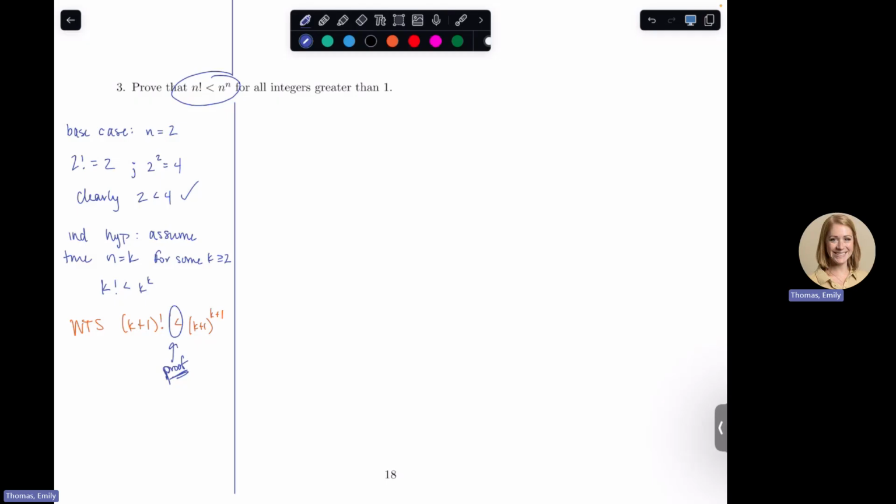So we've got n factorial less than n to the n for all integers greater than 1. We are going to show it works for n equals 2. Assume it works for n equals k for some integer k greater than or equal to 2. And then we're going to show that it works for k plus 1. All right, I'm going to write a proof now. Proof.